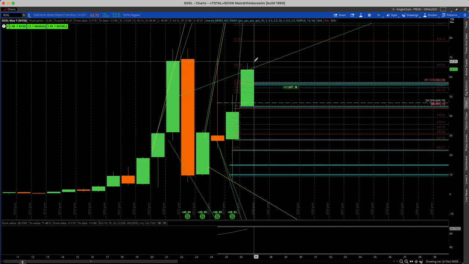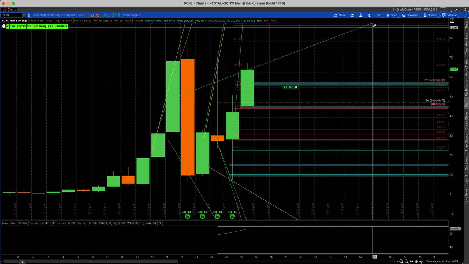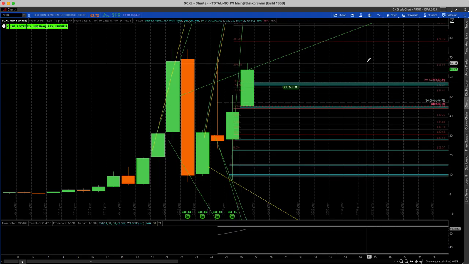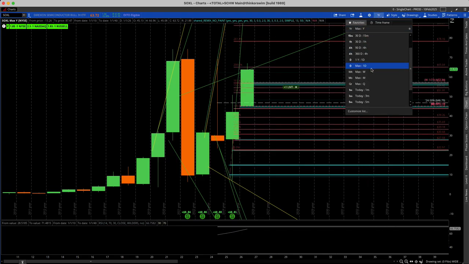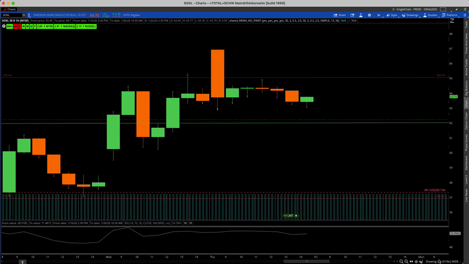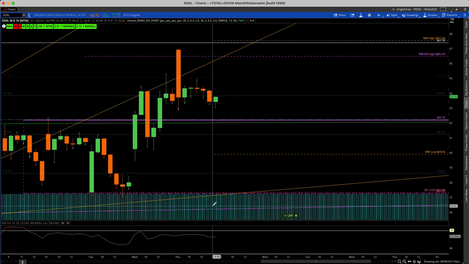So even if we poke through the 70.08, still look for a little bit of resistance there at the 74.21 level as well. But yeah, we're not going to get into calling tops or anything like that. We'll just continue to watch how things go. We'll just pull up the 1 hour for right now.